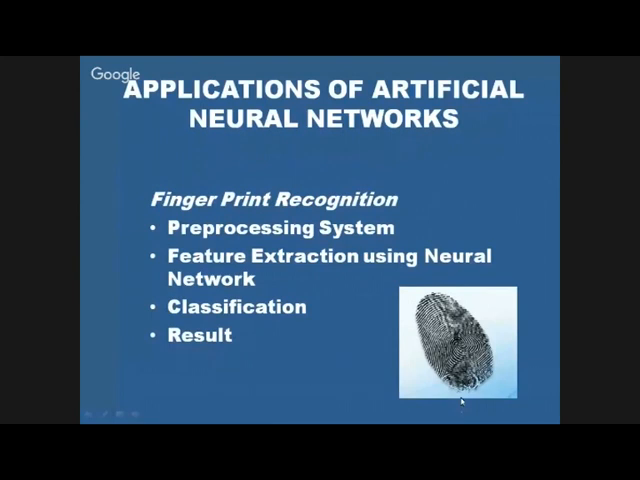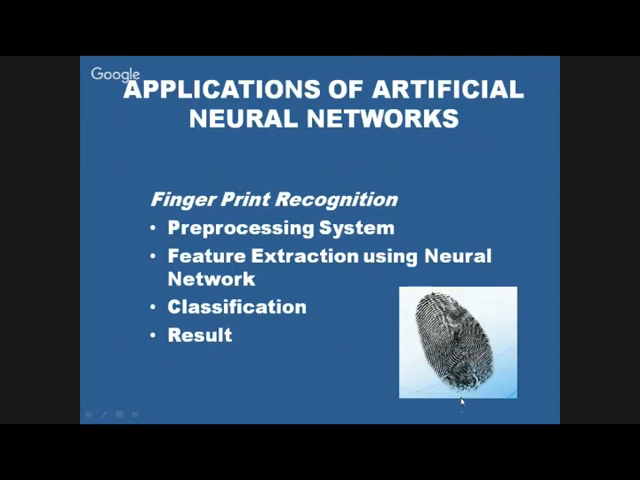Let us see what the main applications of the artificial neural network are. I have taken only one example here, just to tell you how it can be done. One is fingerprint recognition. In a very concise way I will tell you what steps are involved in fingerprint recognition and how the neural network can be used to extract the features. When we do fingerprint recognition, there are four steps. One is the pre-processing system. Another is feature extraction using a neural network. Then we do the classification. And finally, we do the recognition or the result.